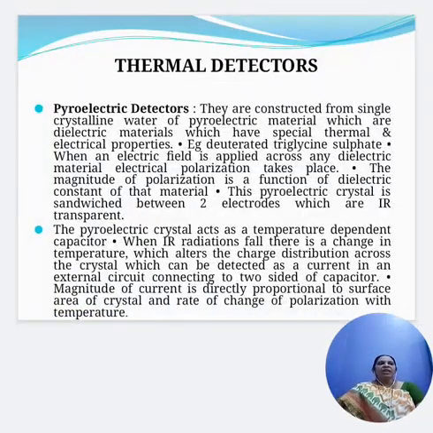Then next we have the pyroelectric detectors. They are constructed from a single crystalline wafer of pyroelectric material, which are dielectric materials which have specific thermal and electrical properties. An example is deuterated triglycine sulfate. When an electric field is applied across any dielectric material, electrical polarization takes place. The magnitude of the polarization is a function of the dielectric constant of that material.